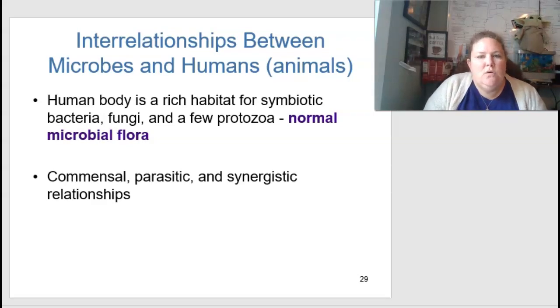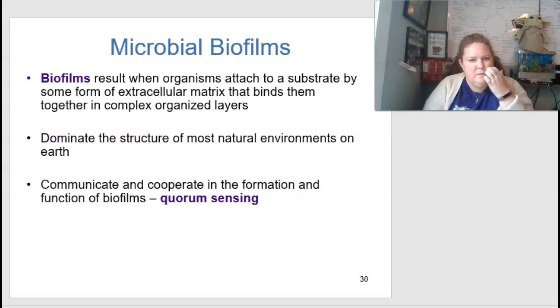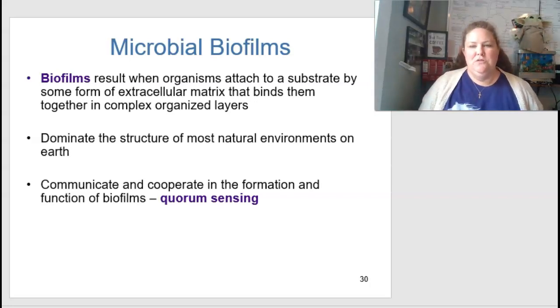Okay, so we have biofilms. We talked about biofilms before, but now we get to talk about them a little bit more specifically. Biofilms result when organisms attach to a substrate by some form of extracellular matrix that binds them together in complex organized layers. And these are going to dominate the structure of most natural environments on the earth.